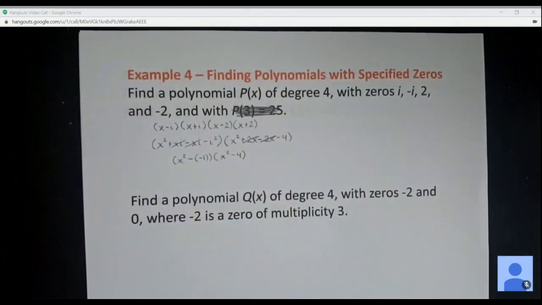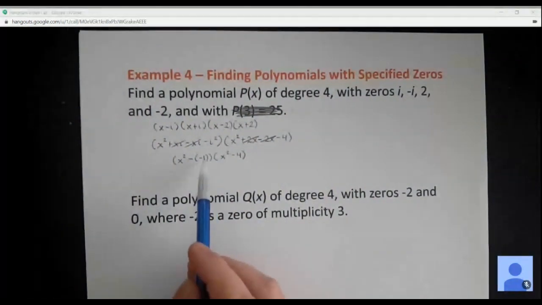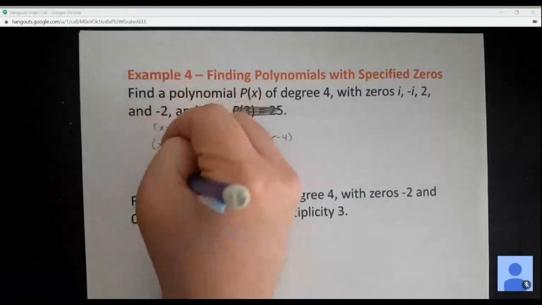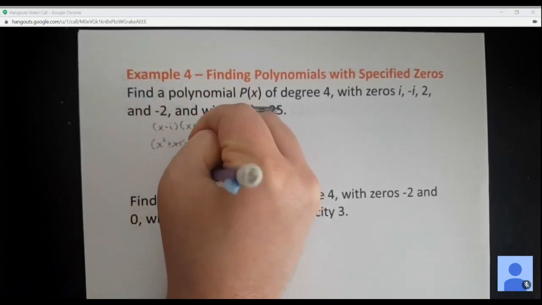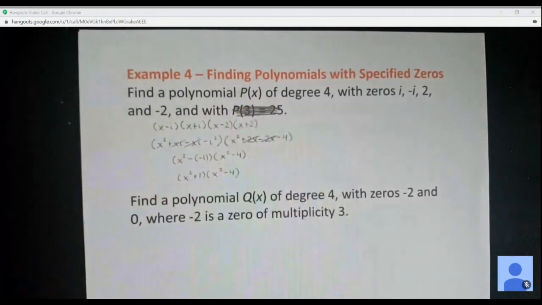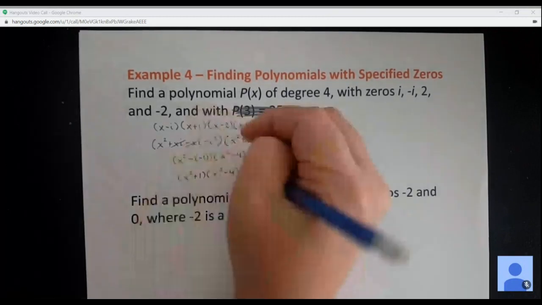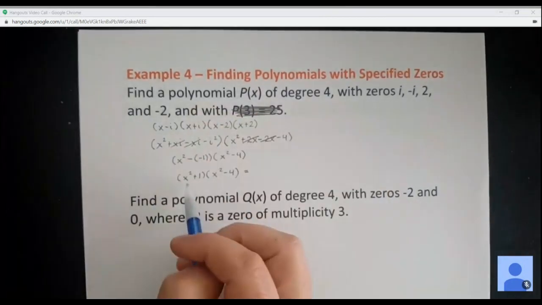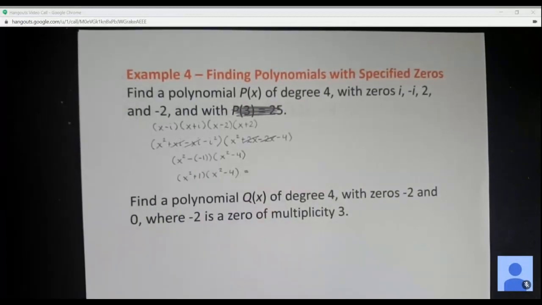Okay. Now, since this was subtraction of that negative 1, this is actually going to turn into a plus. So we end up with x squared plus 1 times x squared minus 4. Now we need to multiply that out. So now we can use FOIL again because we just have two terms here and two terms here. So if we would multiply that out, what should we end up with?